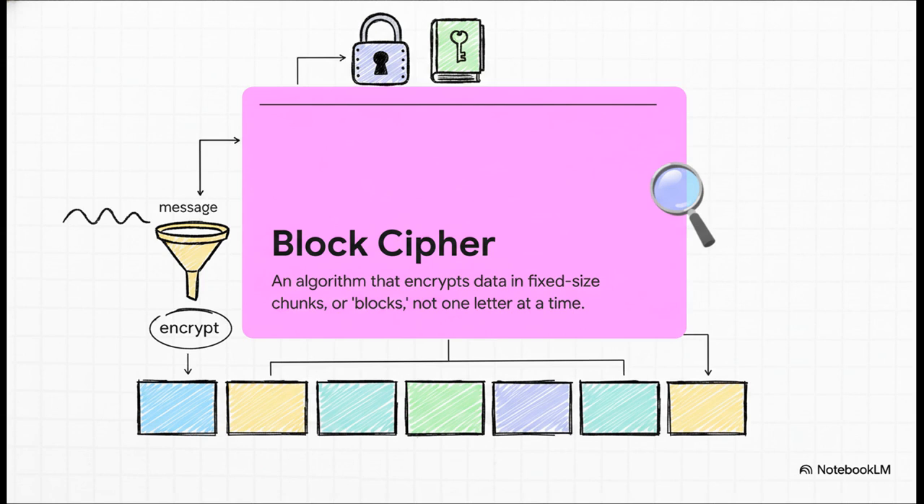So instead, modern systems use something called a block cipher. It's pretty clever. It just takes all that data, all those ones and zeros, and chops it up in nice, neat, fixed-size chunks we call blocks. Then, the algorithm gets to work on one full block at a time, scrambling everything inside it.